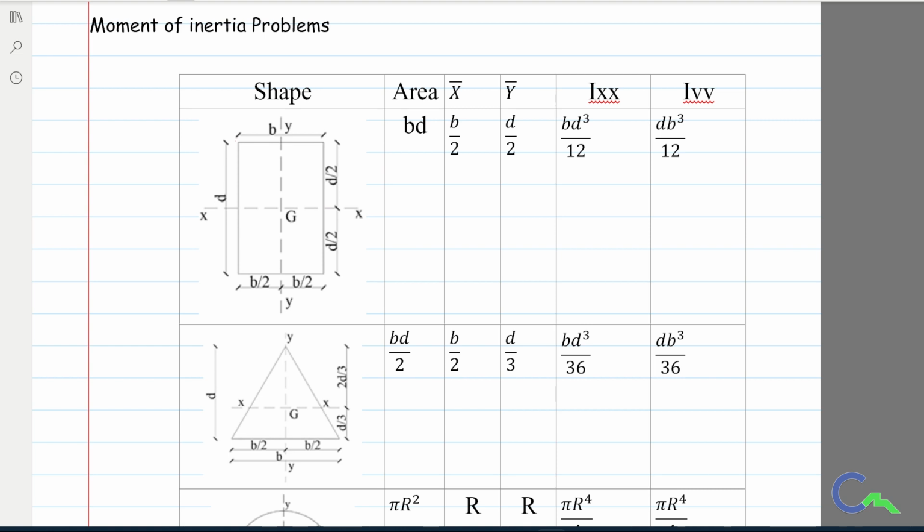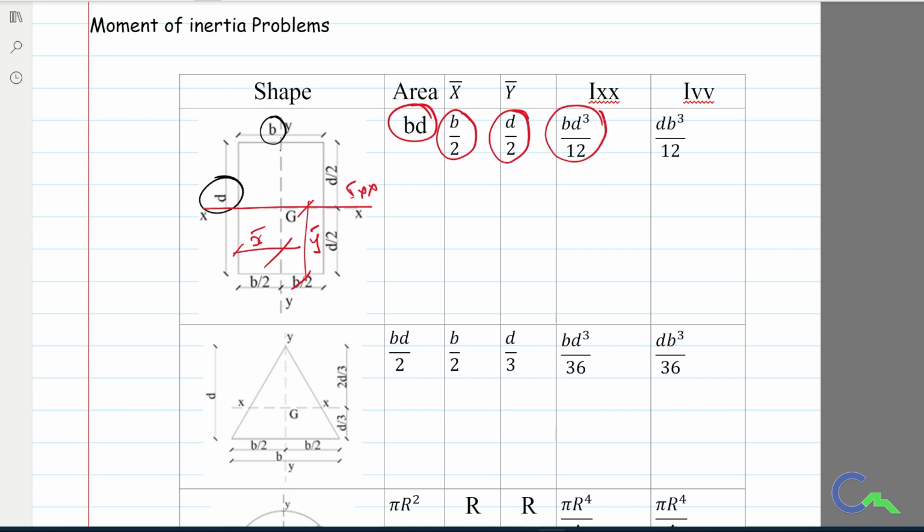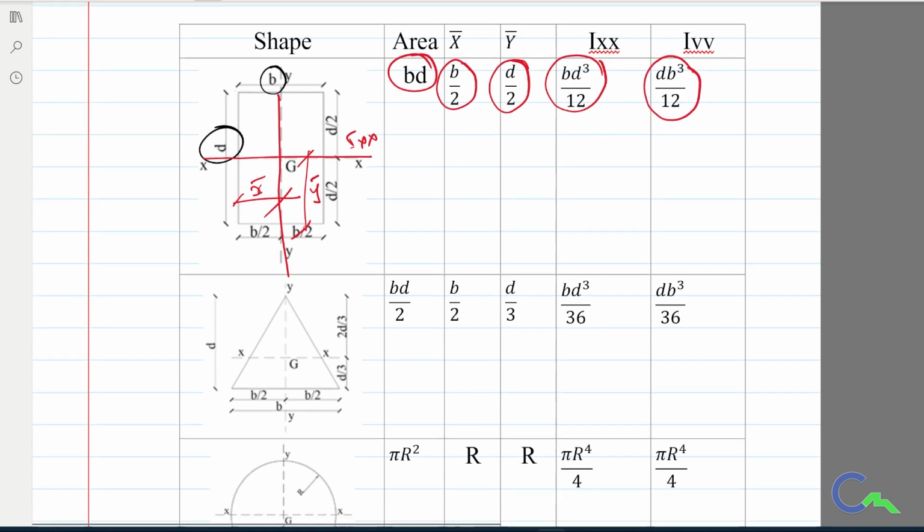with the width b and depth d, the area is given by b into d, where x bar distance is b by 2 and y bar distance is d by 2, and moment of inertia about the xx reference axis or centroidal axis is bd cubed by 12, and about the yy centroidal axis, that is db cubed by 12.